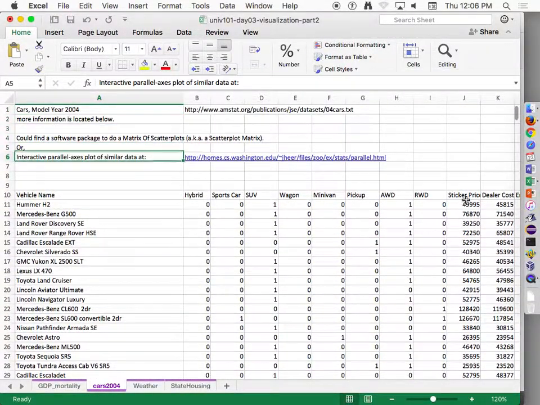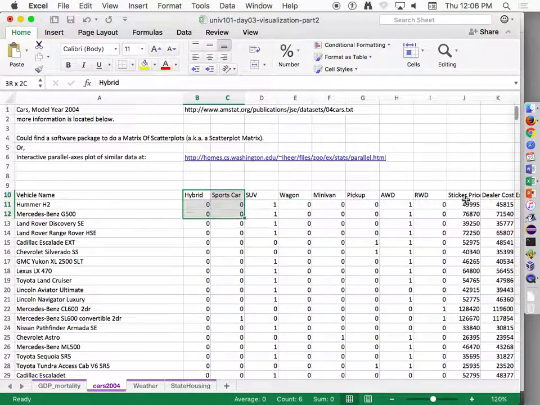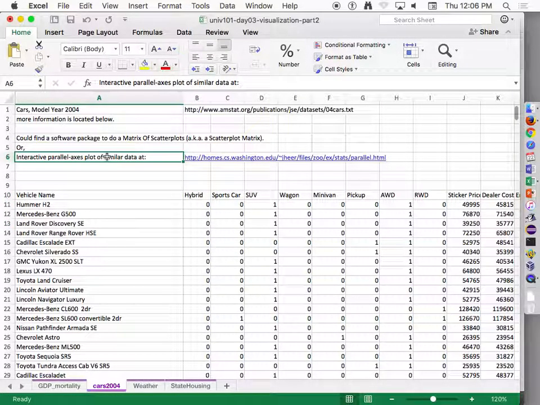I could try a scatter plot of each column versus each other column, but that's going to be like 12 squared things. And that's actually sometimes a good idea. That's called a matrix of scatter plots, but it's a pain to do in Excel. There's this other idea called a parallel axis plot.